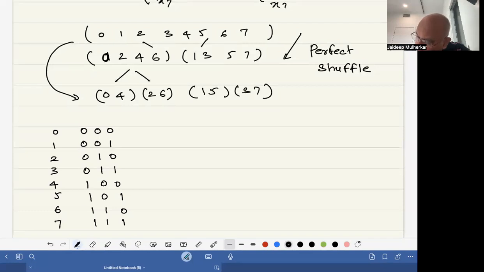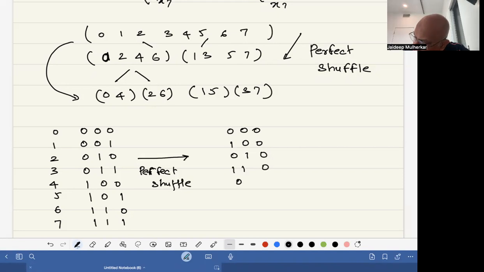And so the perfect shuffle can be obtained by just the bit reversal. So I'll just take the bit reversal of all these bits. So this is 000, 100, 010, 110, 001, 101, 011, and 111. So this is 0, 4, 2, 6, 1, 5, 3, 7. So we have obtained it by just a neat trick to get the initial permutation.